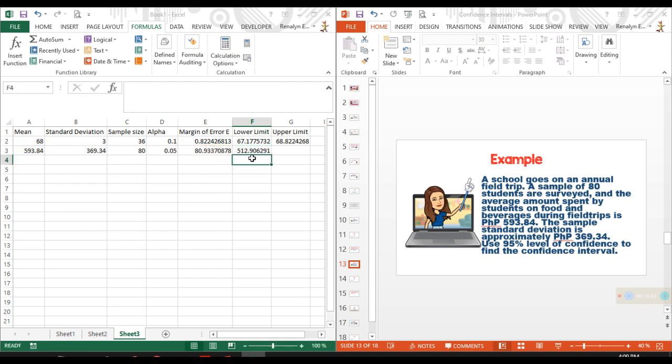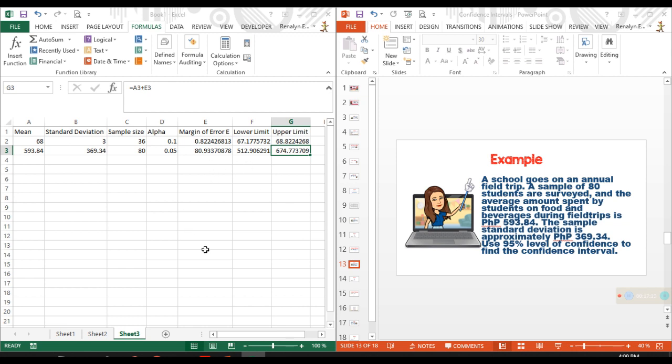Okay, so your lower limit is 512.96291. Upper limit, so we have mean plus margin of error. 674 and 77 cents. Approximately ganon yung values natin.